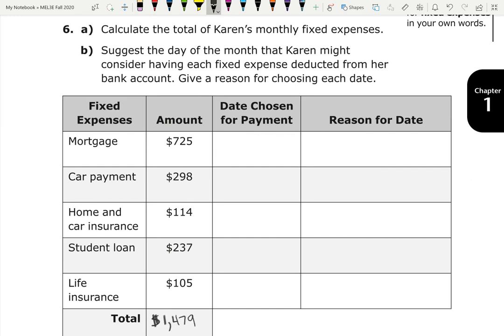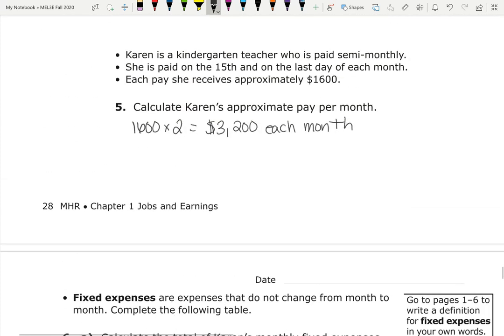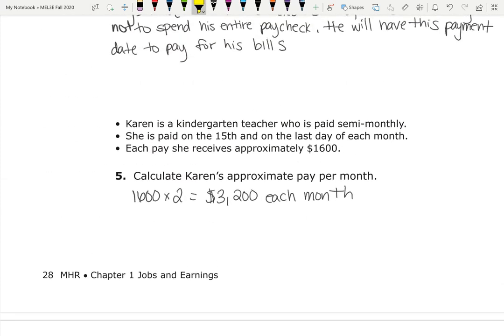Okay. Part B is asking us to suggest the day of the month that Karen might consider having each fixed expense deducted from her bank account. Give a reason. Okay, so I'm going to go back here for a sec. Now remember, it says that she gets paid on the 15th and the last day of each month. She gets paid twice a month.